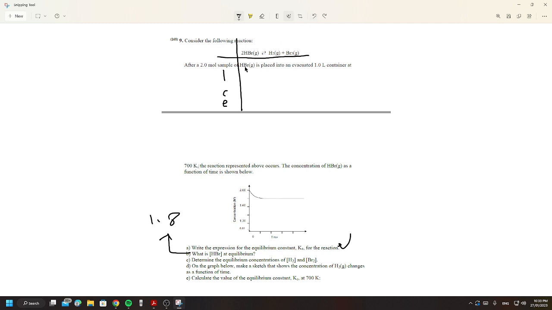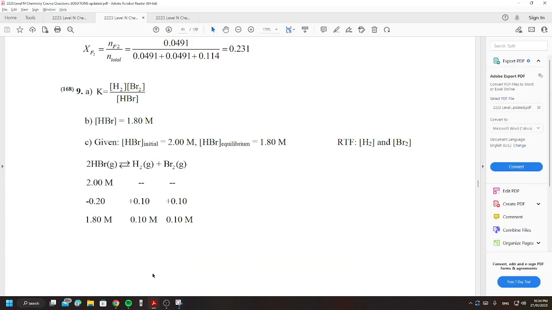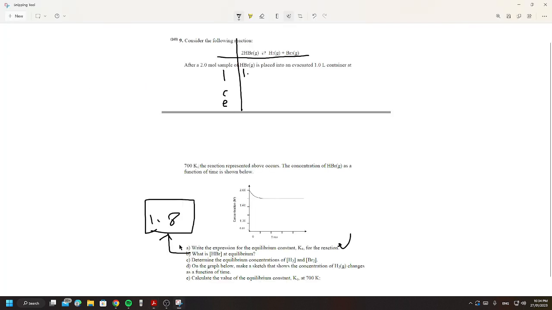So initially, the concentration of 2 HBr at equilibrium, we got it to be 1.8. Oh well, initially it was 2.0, and at equilibrium it's 1.8. So this is obviously minus x because the reactant is being consumed and products are being formed.